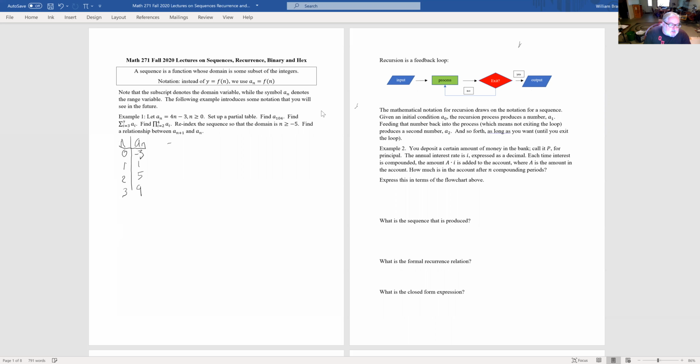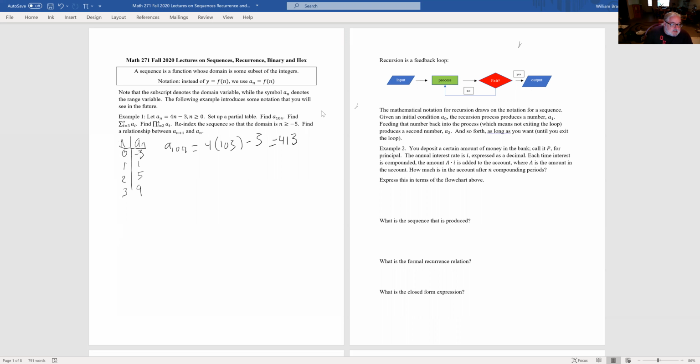What's a_104 equal to? So that's going to be 4 times 104 minus 3. And if you grind that out, that turns out to be 413. And I'm using my tablet here, so my handwriting is going to be a little shaky.